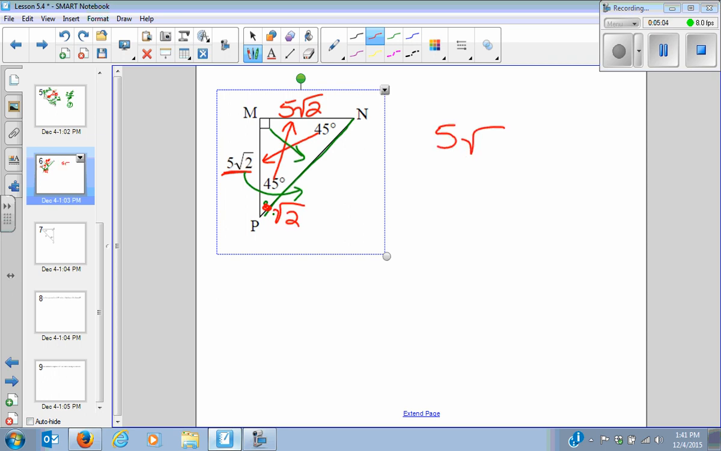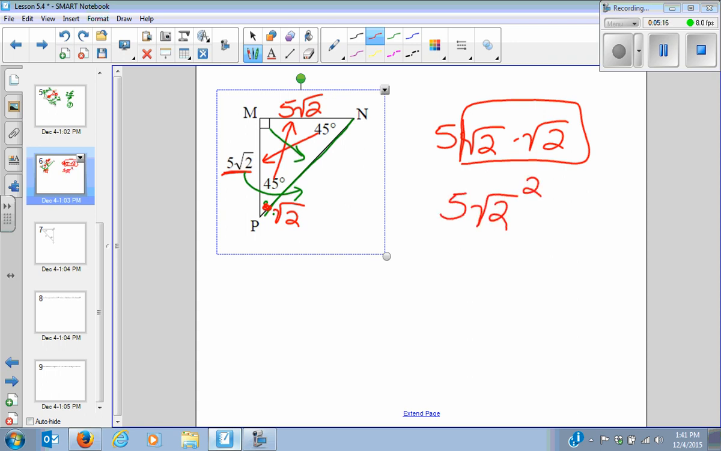5 square roots of 2, and I'm timesing it by the square root of 2. Well, hopefully you see this is multiplication. And right here, I'm multiplying the same thing times itself. So technically, I can write that as 5 square roots of 2 squared. Just like if I had x times x, that becomes x squared. I'm multiplying the same thing by itself.